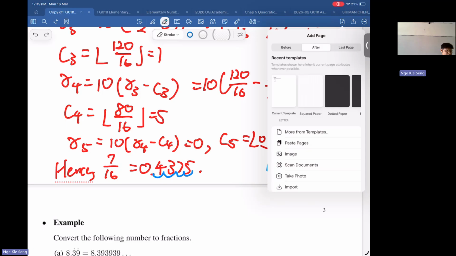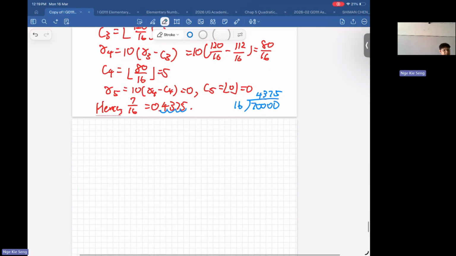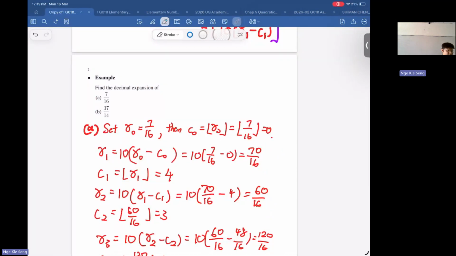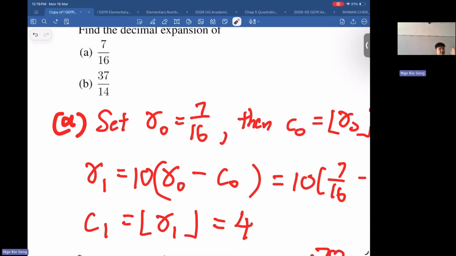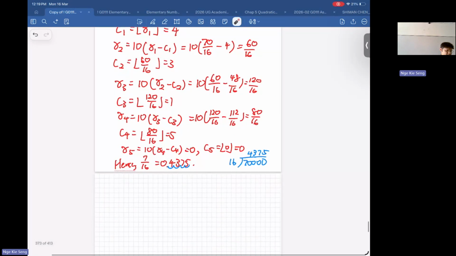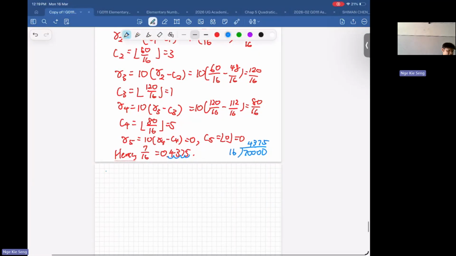How about you do the next one? I give you 3 minutes to try this one and see what you get. 37 over 14. Try and practice this inductive way to find the decimal.